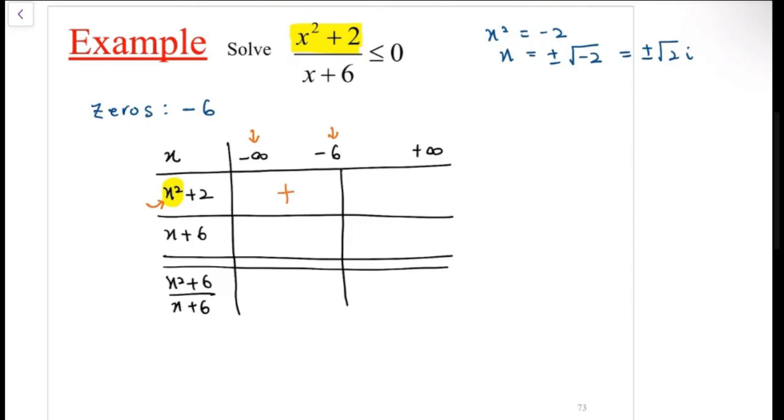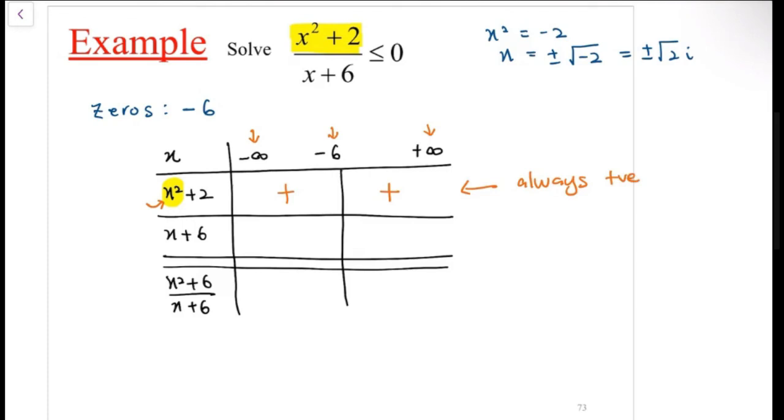Okay, and then next one. If I substitute any number between negative 6 up to positive infinity. Contohlah saya ambil nombor 5. 5 masuk kat dalam function tu. 5 squared plus 2. We will get positive answer. That's why for this row, sign kita sentiasa positif. I would say always positif lah. Dia takkan jadi negatif kat situ.